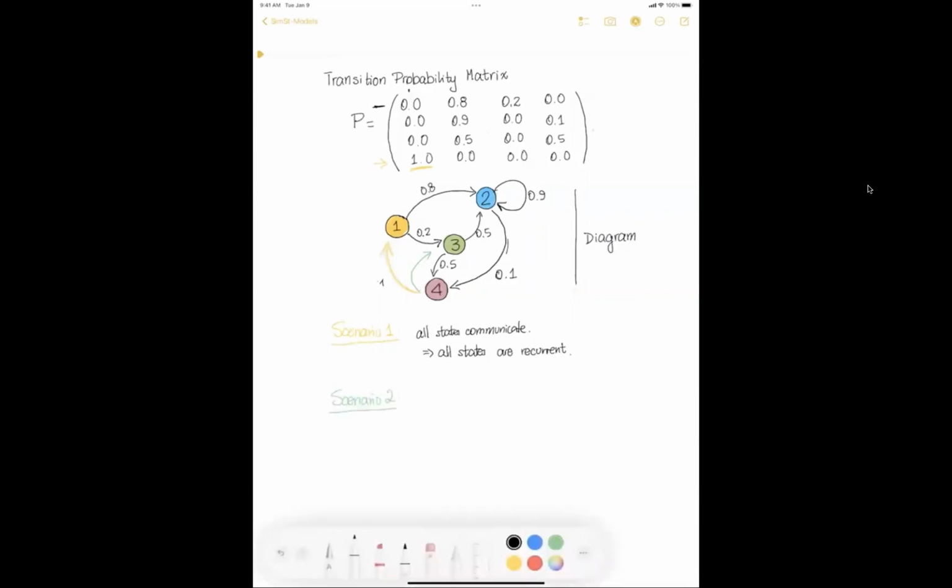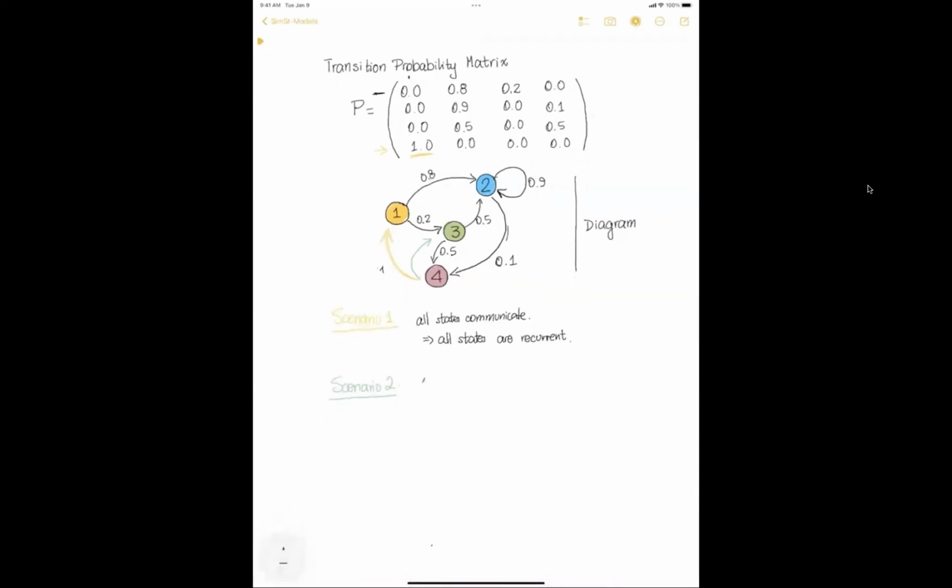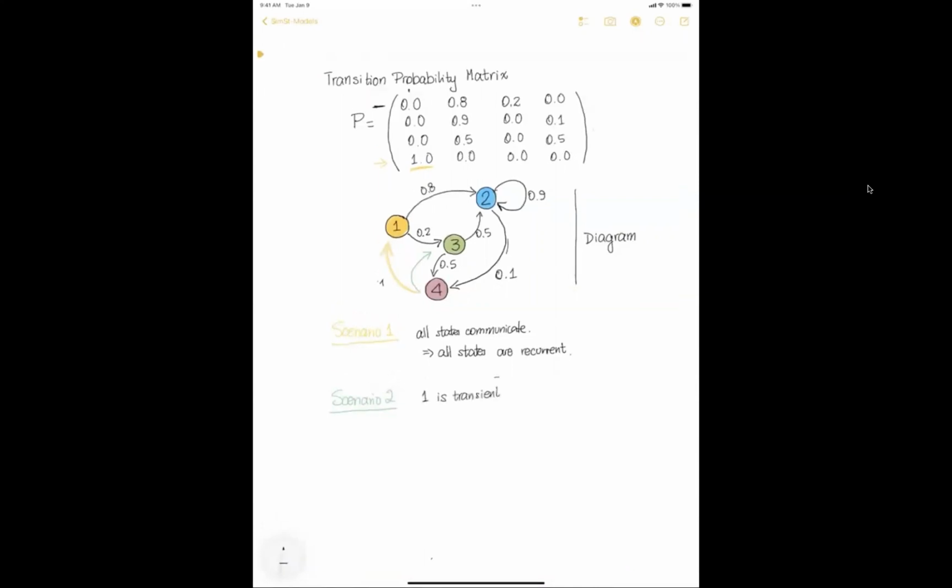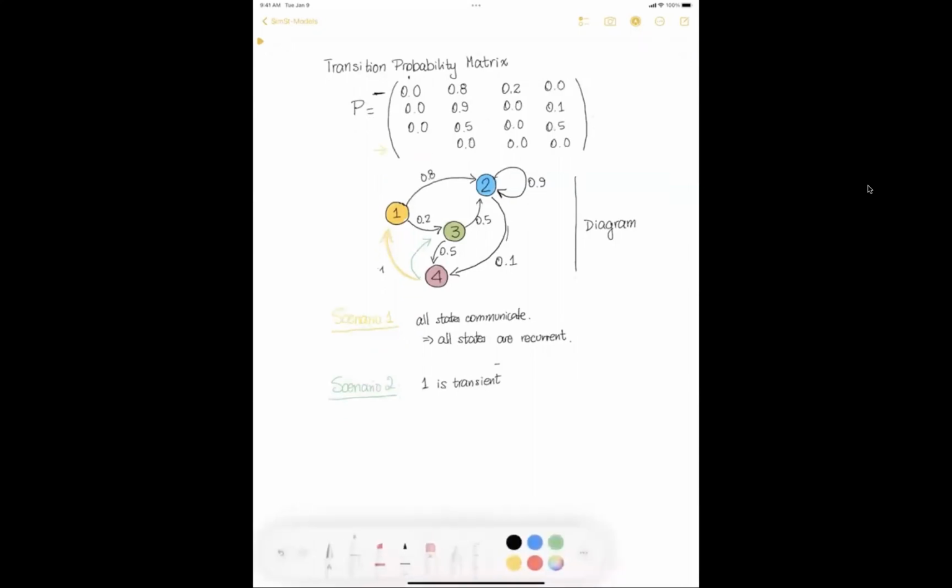So in this scenario number 2, we have that state 1 is transient. The probability of coming back to state 1 is actually 0 in this particular case, so it's relatively easy to see that it would be transient. And just so that we don't confuse things, in this case I made this probability 0, so this will be 0.0. And the probability of going to 3 is equal to 1.